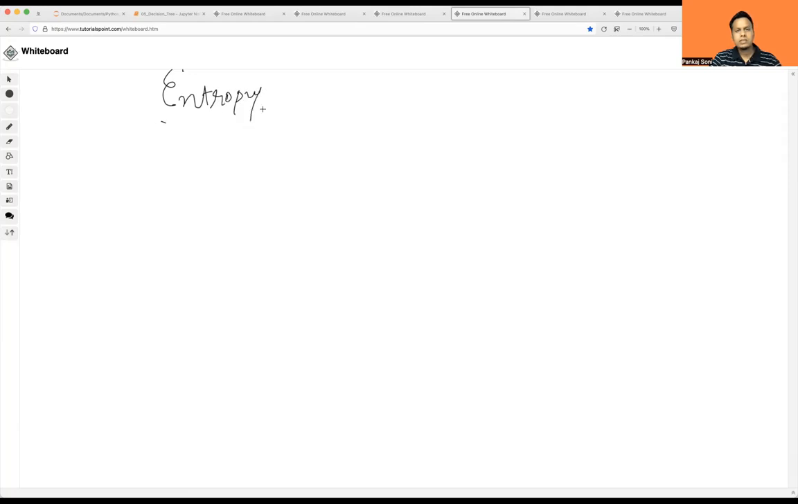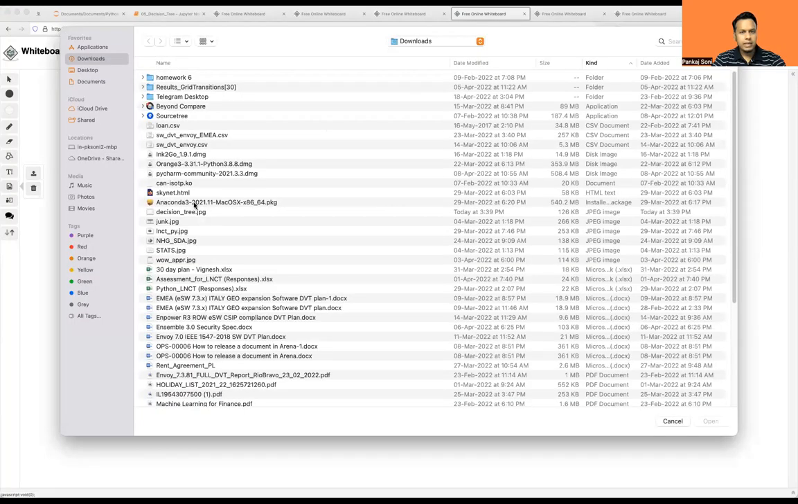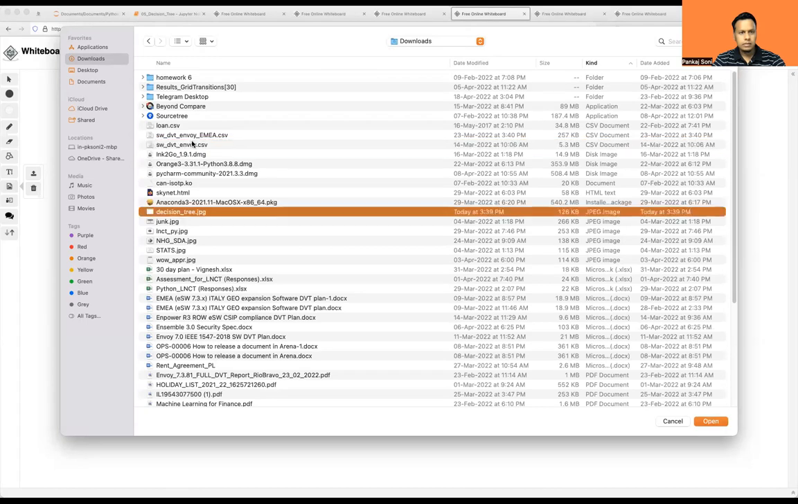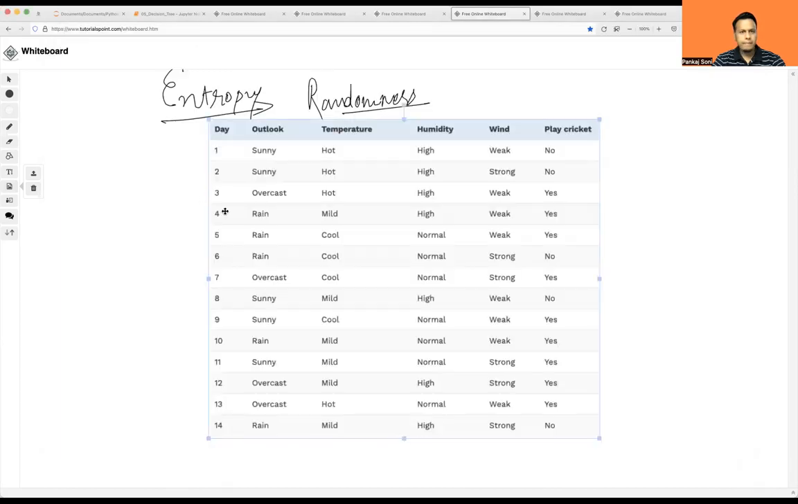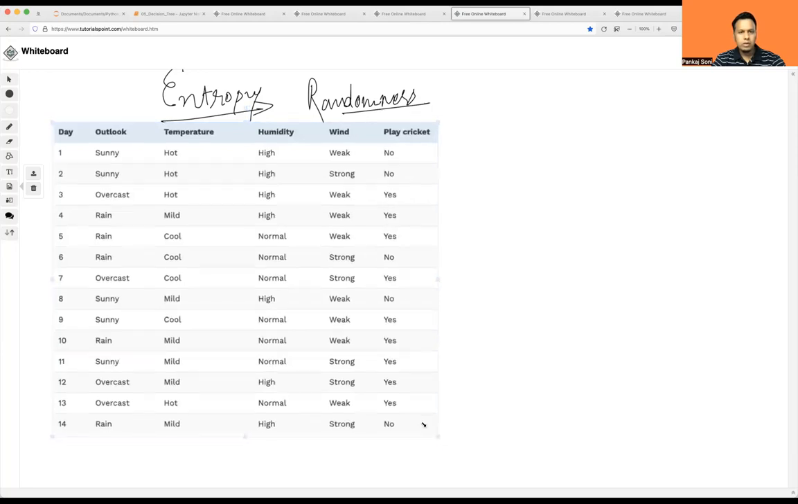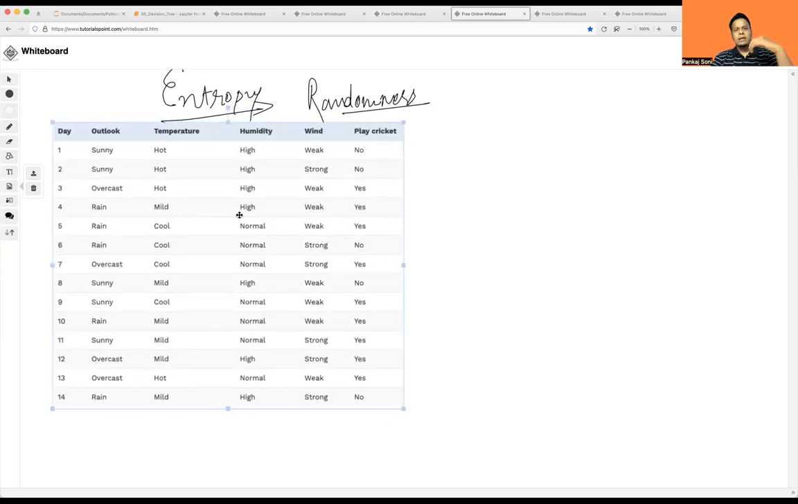As I mentioned, it is showing the randomness in your data. So let's see how to calculate the randomness. I'm going to load one picture here which is going to explain it. Okay, there's one small data set where we are talking about some parameters, and based on the parameters we are going to decide whether to play cricket or not, whether to play that game or not.